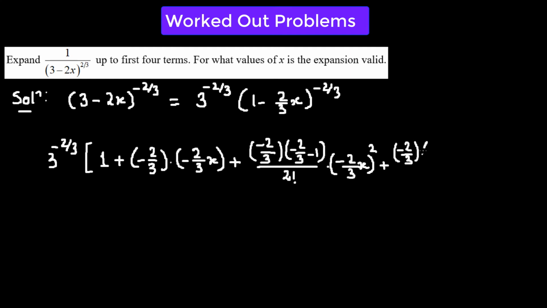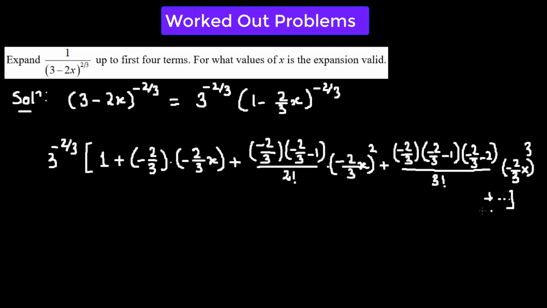plus negative 2/3 times (negative 2/3 minus 1) times (negative 2/3 minus 2) divided by 3 factorial times (negative 2/3 of x) raised to the power of 3, plus the remaining terms.